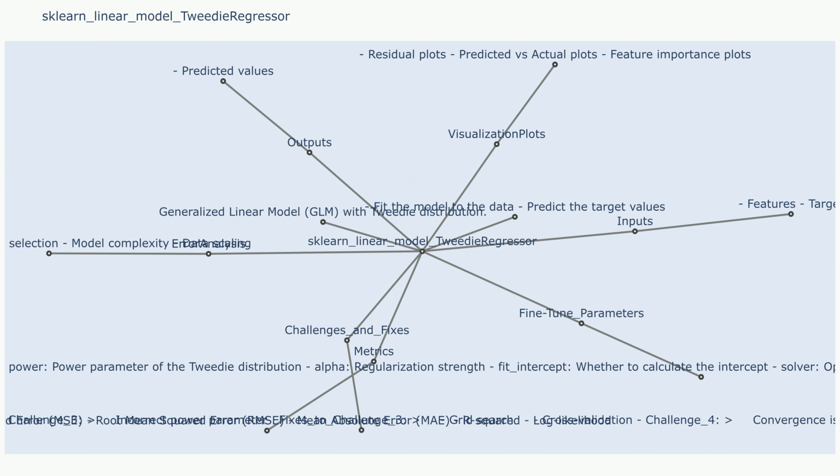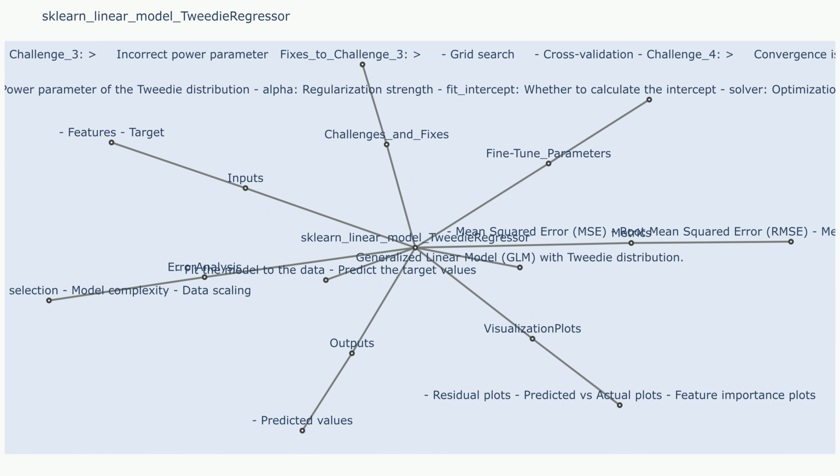Inputs. X, a two-dimensional array representing the input features or independent variables. Each row corresponds to a sample, and each column represents a feature. Y, a one-dimensional array representing the target variable or dependent variable. This array contains the count data for each sample.